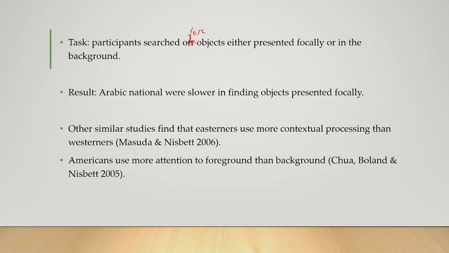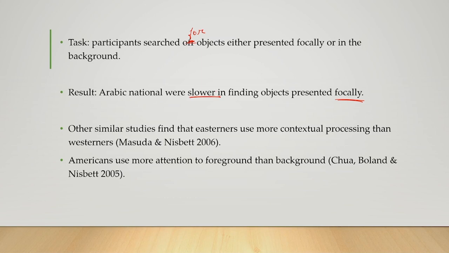And the result is in tune with the prediction. Arabic nationals were found to be slower in finding objects presented focally. So, this is connected to the differences in cultural aspect of the attentional mechanism, because collectivist cultures will find objects in the background, but not so much in the foreground. So, they were slower, not that they were not able to find out, they did find out, but they were slower, and that is what is important here.